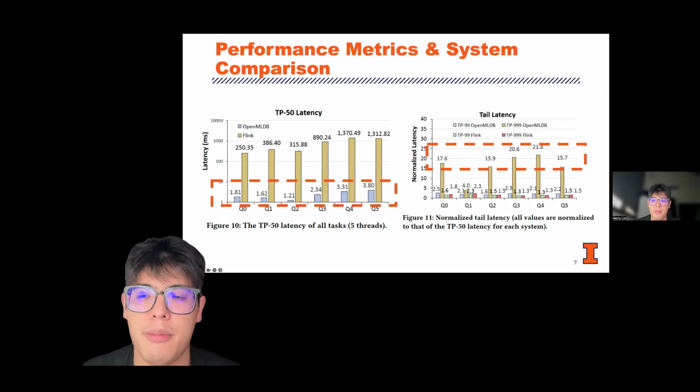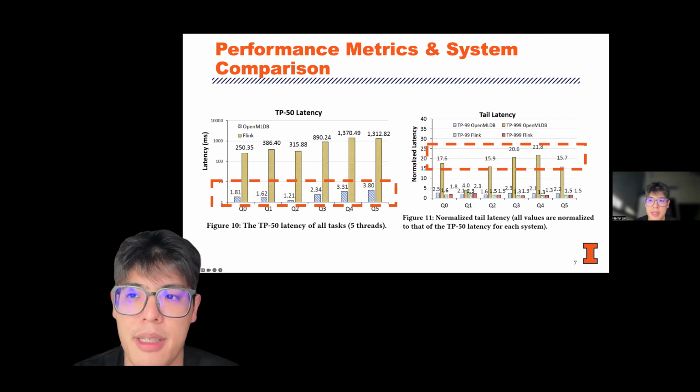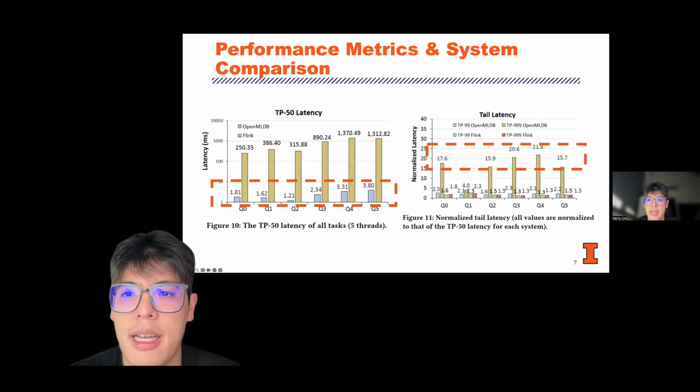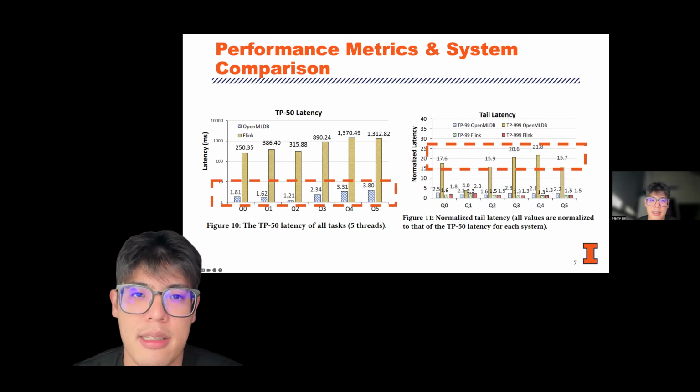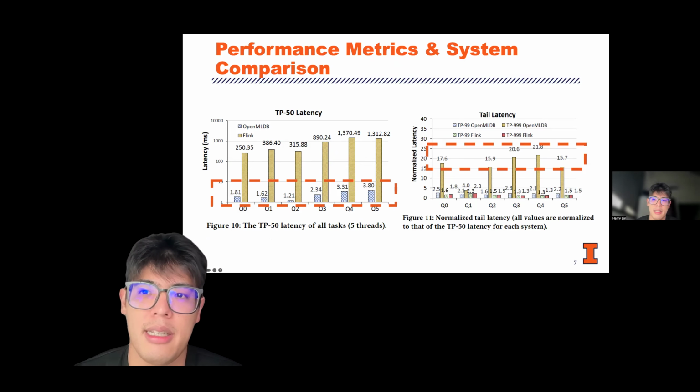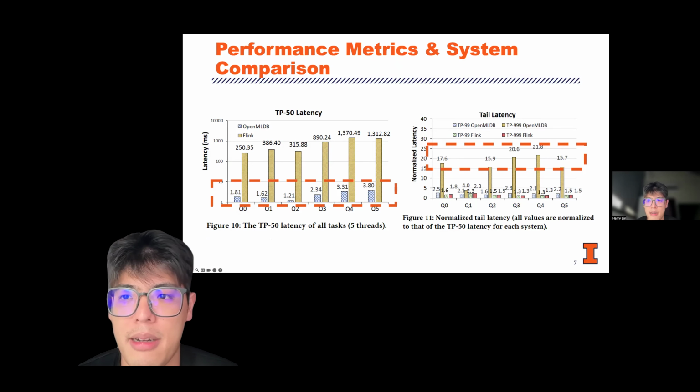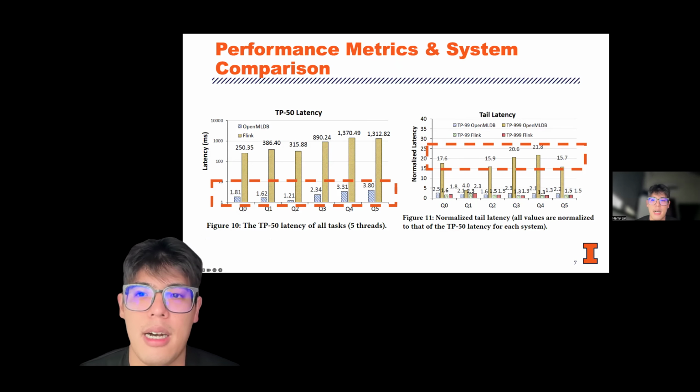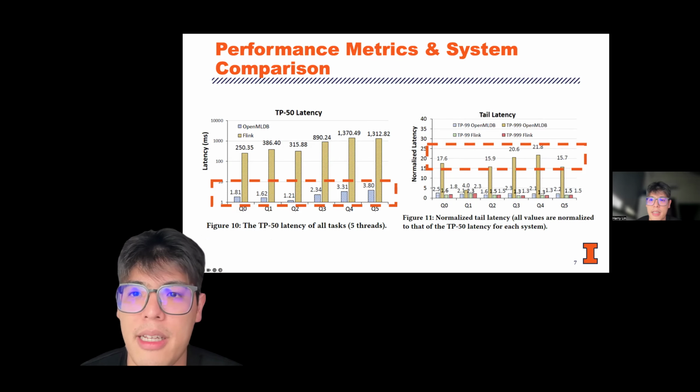To measure the performance, they use TP50, which means the average, and the latency TP99 and TP999. So that is the worst case. You can basically think of it like that. While TP50 tells us the average speed, TP999 tells us the worst case scenario. Take an example: in financial safety, we care about the worst case because a slow response could allow fraud to succeed.